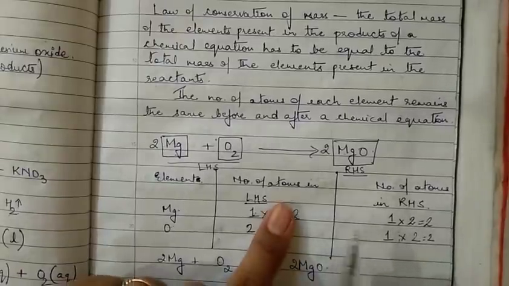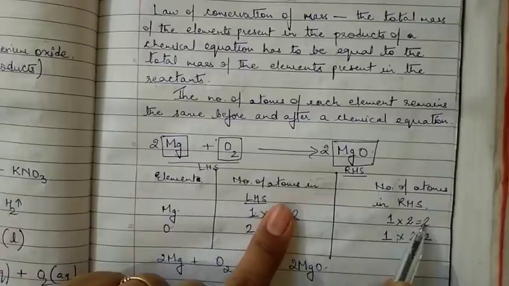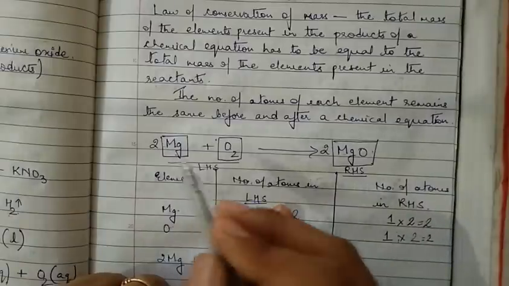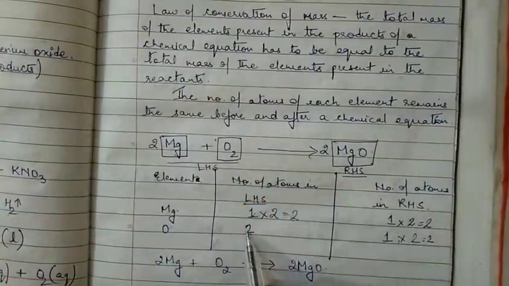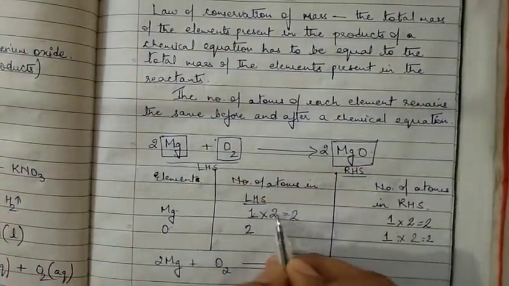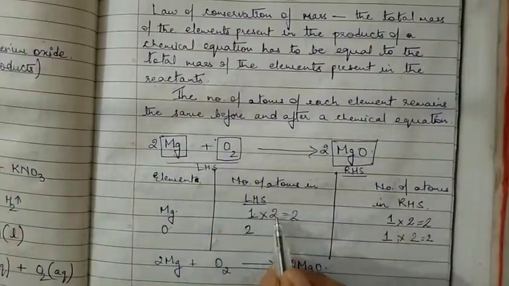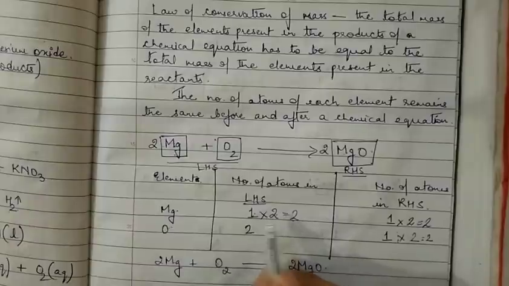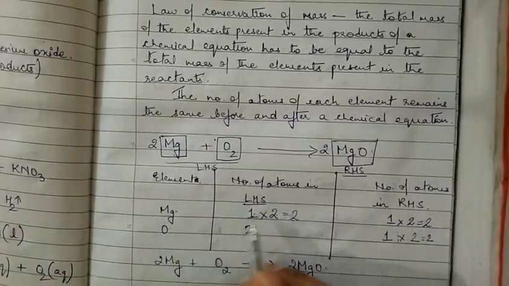Now what has happened is that the number of atoms of magnesium is 2 on the right hand side, but it is still 1 on the left hand side. Number of oxygen atoms is 2 and 2 on the right hand side. So to balance the number of magnesium atoms, we will multiply the left hand side magnesium also by 2.